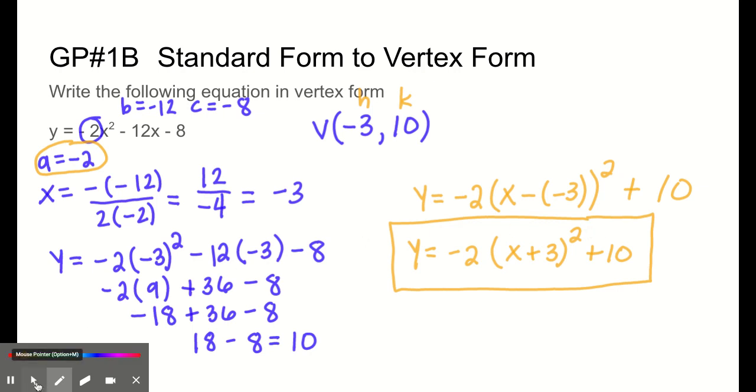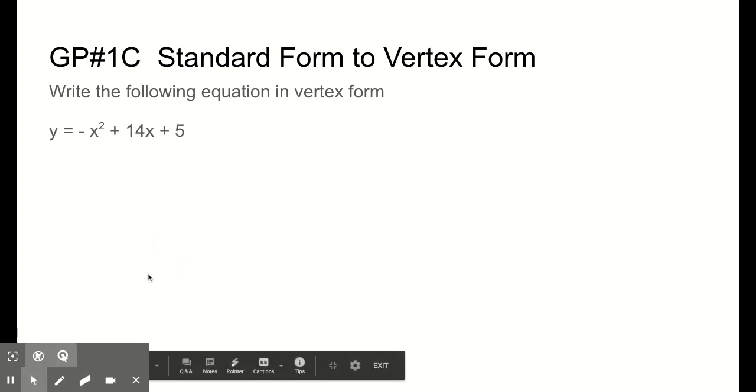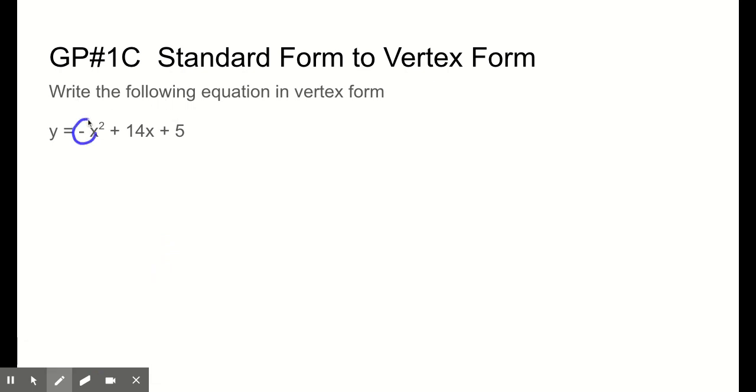All right, let's look at one more before we call it a day. So our A value here is a negative 1. The B value is 14, and the C value is 5.